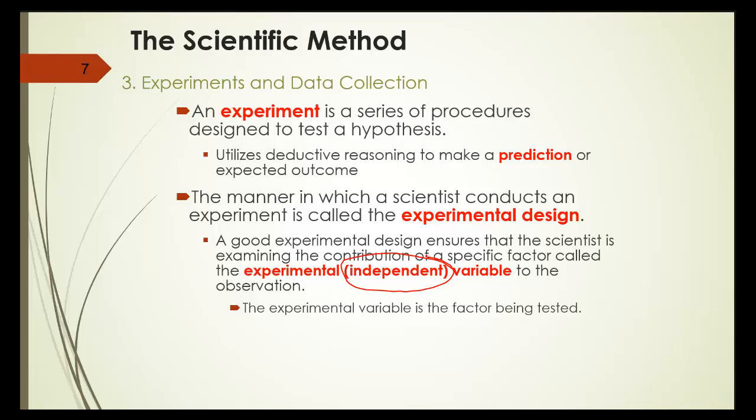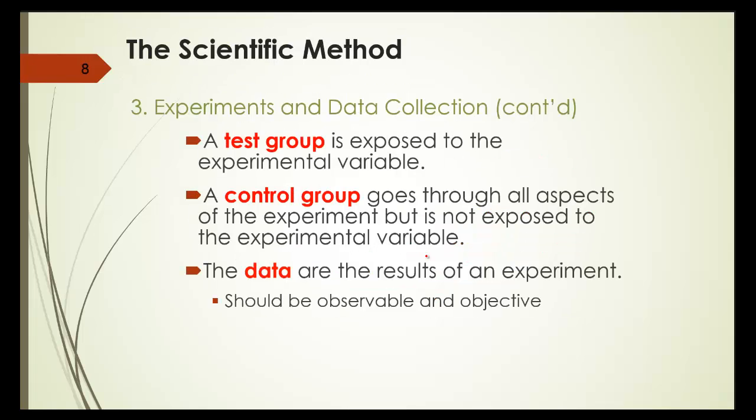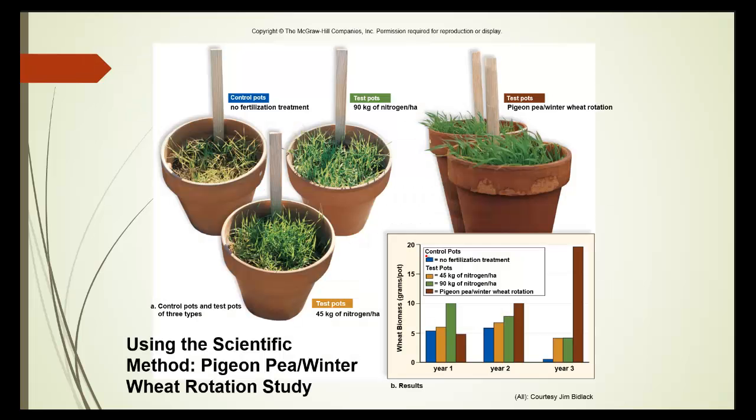The experimental variable is the factor being tested. A test group is exposed to the experimental variable, while a control group goes through all the aspects of the experiment but is not exposed to the experimental variable. The data are the results of the experiment. These should be observable and objective. Here's an example of one.